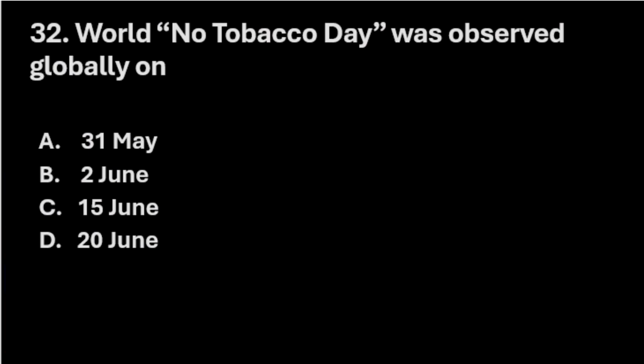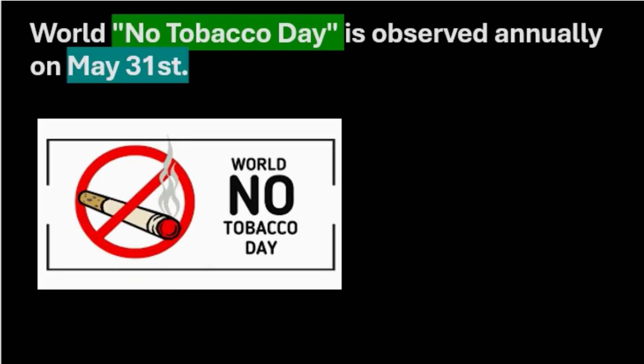Next question. World No Tobacco Day is observed globally on option A, 31st May, option B, 2 June, option C, 15 June, and option D, 20 June. The right answer is option A, 31st May. World No Tobacco Day is observed annually on May 31st.